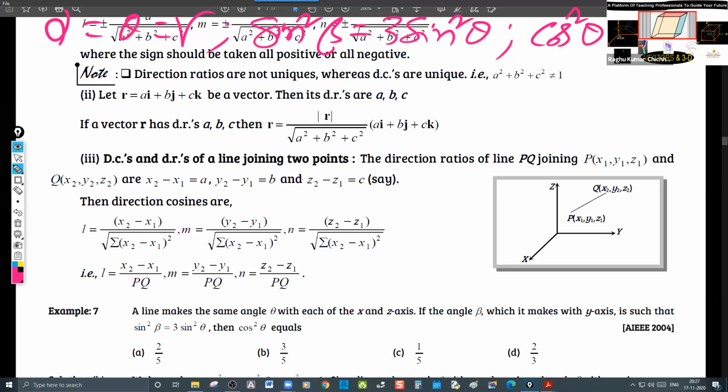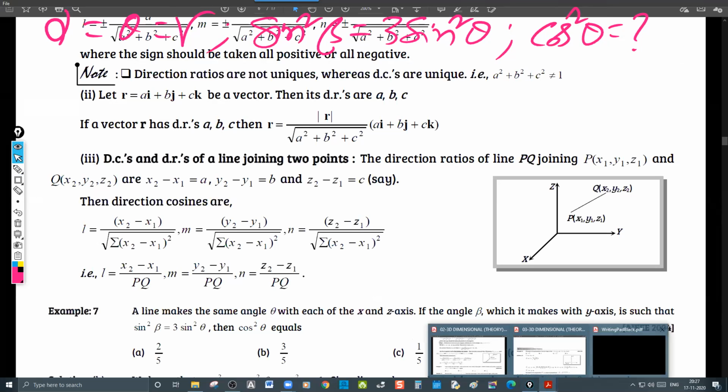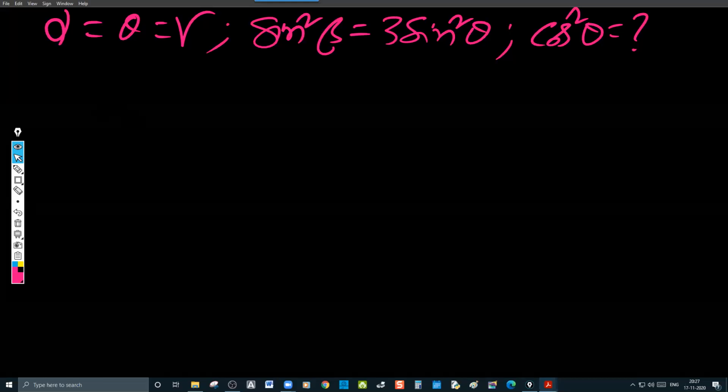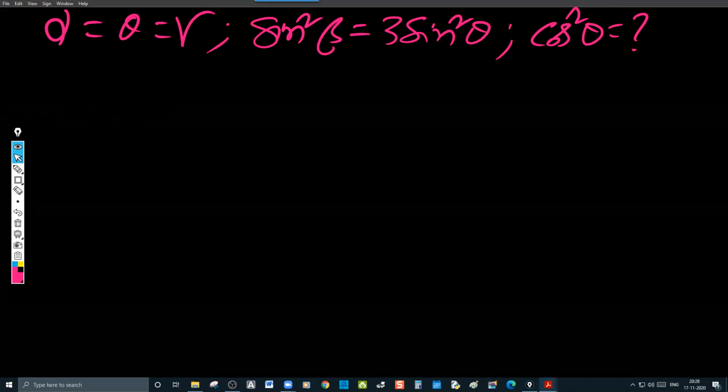What is it that you understand, please? According to the question, a line makes the same angle theta with each of the x and z axis. We need to find the y axis. So x and z come towards the top side, z will come, and right side x. Diagonally, y will come, sir.